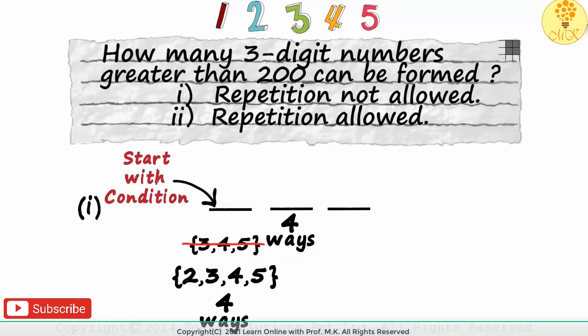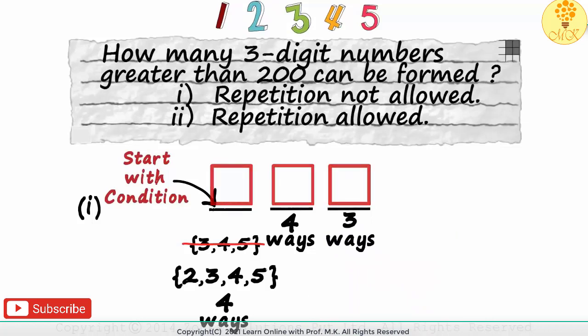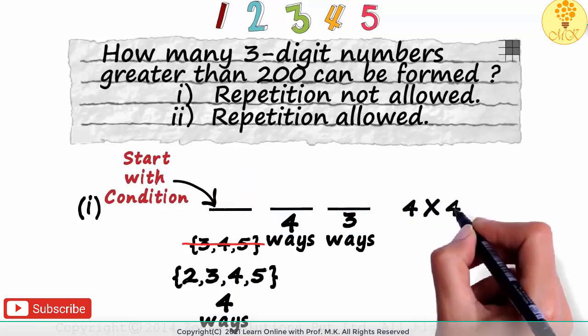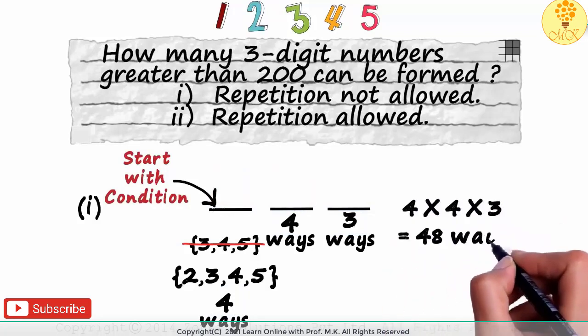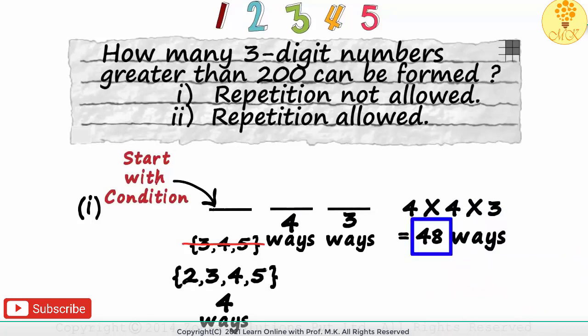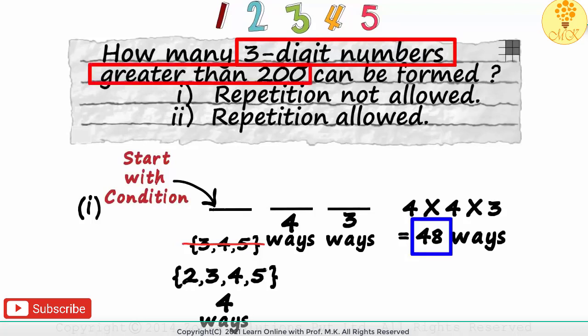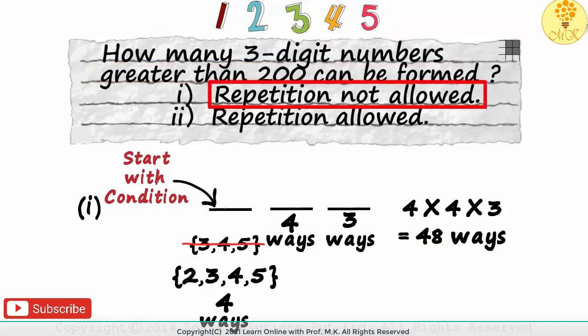Now having used up 2 digits for the hundreds and the tens place, in how many ways can the units digit be filled? As 2 digits are used, obviously 3 would be left. It can be filled in 3 ways. We are filling the first and the second and the third slots, so we multiply these numbers. The total number of ways would be 4 times 4 times 3. It equals 48 ways. And what is this 48? It is the number of different 3-digit numbers greater than 200 that can be formed using these 5 digits, but when repetition is not allowed.